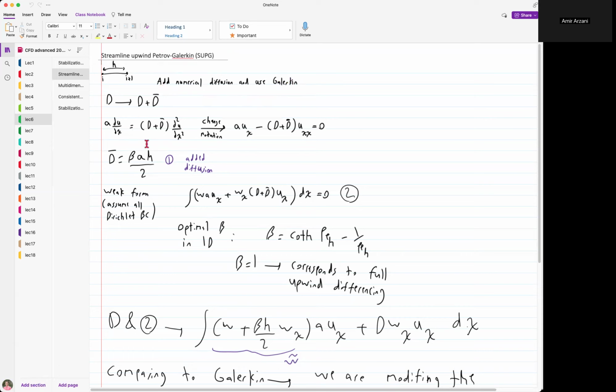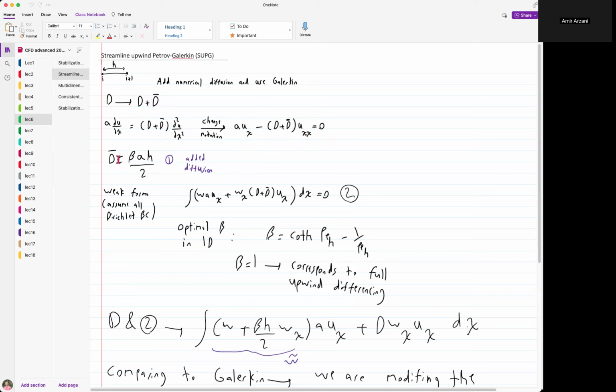So we can take the advection diffusion equation in 1D, a ∂u/∂x equals the diffusion coefficient times the second derivative of u. And what we're doing is that we're just adding to the diffusion coefficient. So we have the physical diffusion coefficient D, and we are adding a new artificial diffusion called D bar. So this is basically the equation that we have. And we're going to define D bar by equation 1 here.